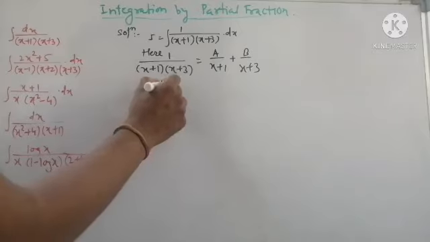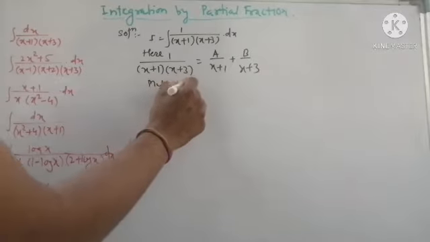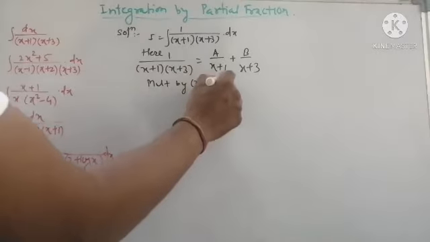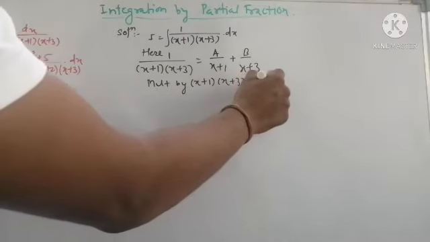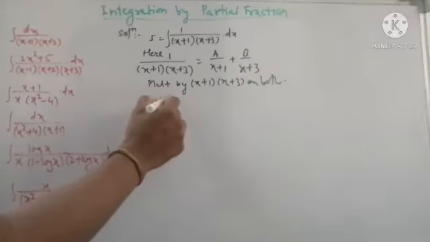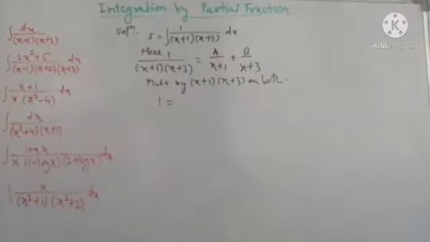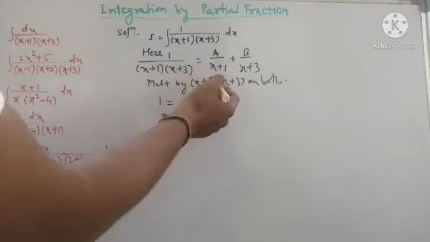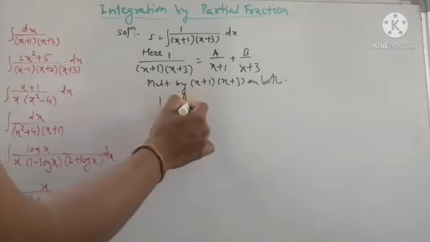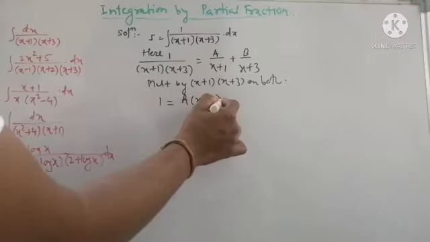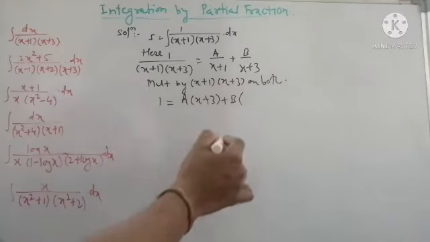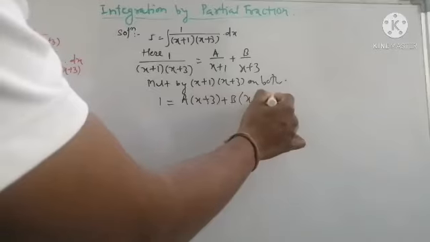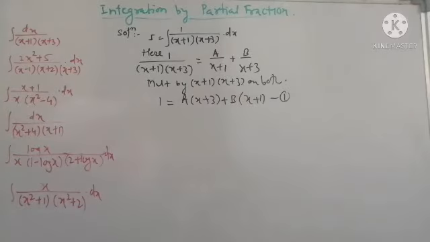For that we multiply this equation by the denominator of the left hand side, which is (x plus 1)(x plus 3), on both sides. So on the left hand side we get 1, as the multiplier and divider get cancelled. On the right hand side there is addition, so we can multiply each term separately. In the first term the denominator x plus 1 is cancelled by the multiplier, and in the numerator A we get x plus 3. Similarly in the second term we get B into x plus 1. Call it equation number 1, and using values of x we find the values of unknowns A and B.